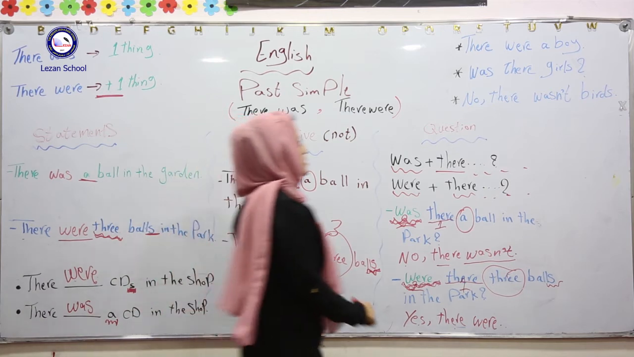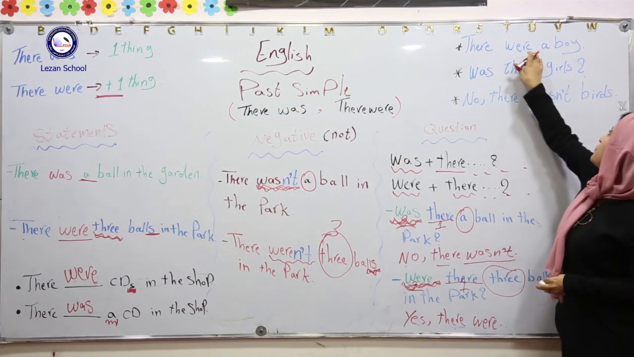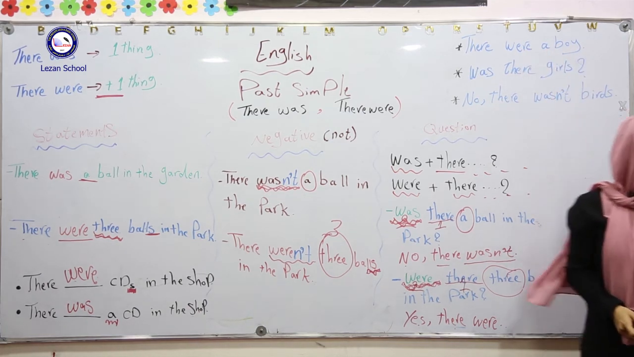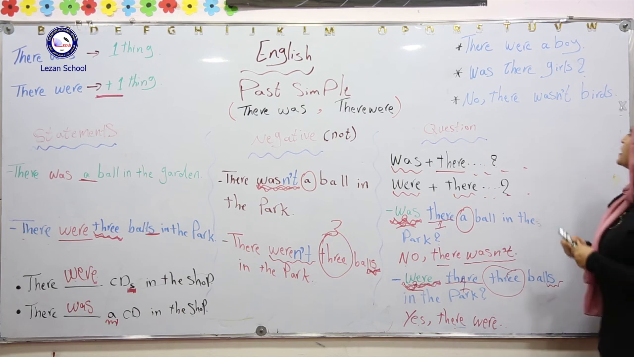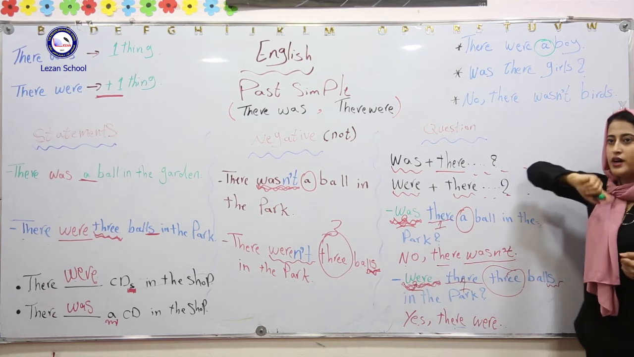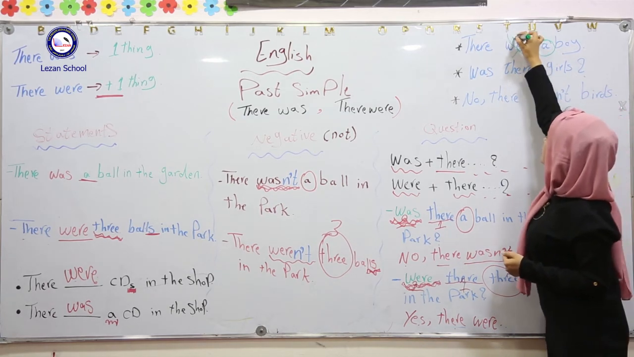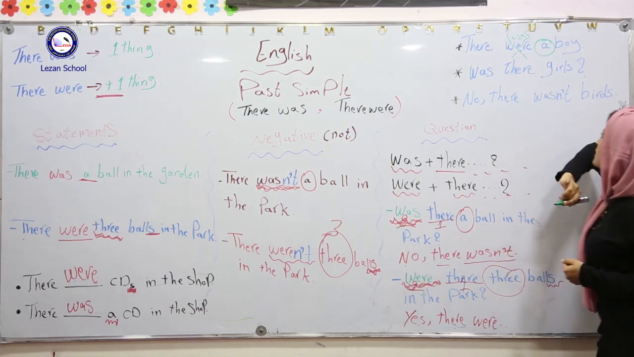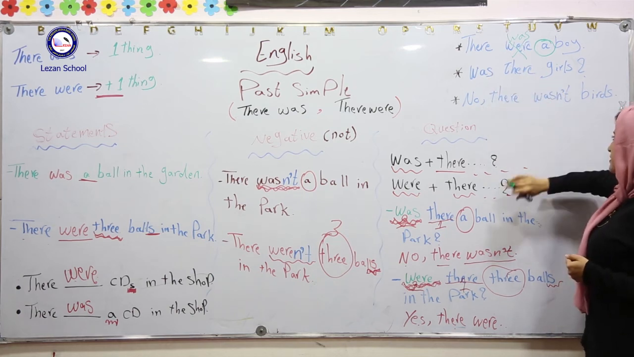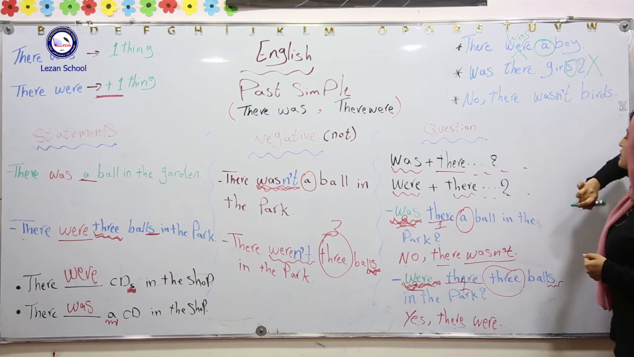And look at these sentences, they are not true indeed, okay? The first one, there were a boy. Why is there were a boy not true? Because a means one thing, so we cannot say there were. We have to say there was. Was there girls? Again, this is not true. Why? Because we have s plural.